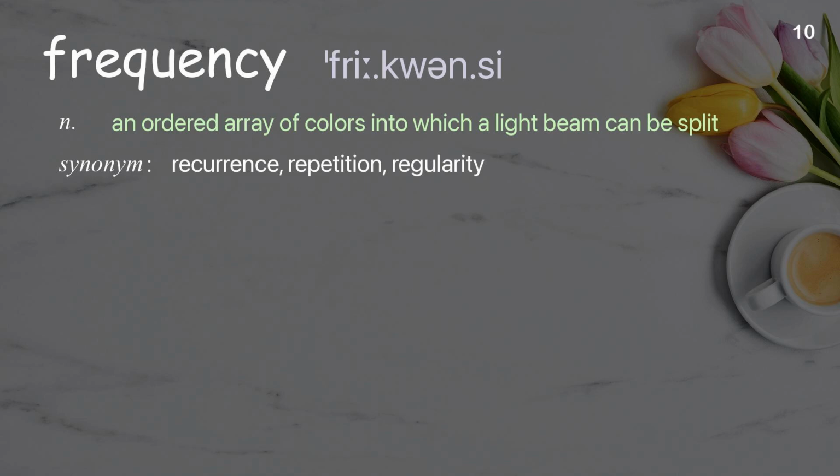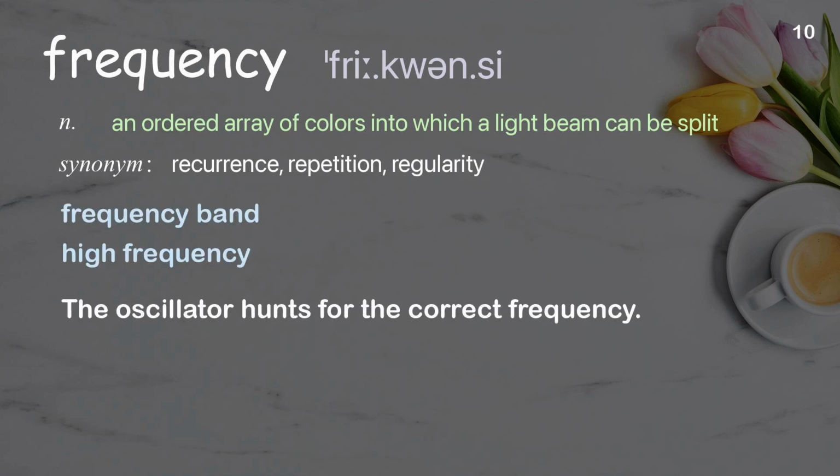Frequency. An ordered array of colors into which a light beam can be split. Examples: Frequency band, high frequency. The oscillator hunts for the correct frequency.